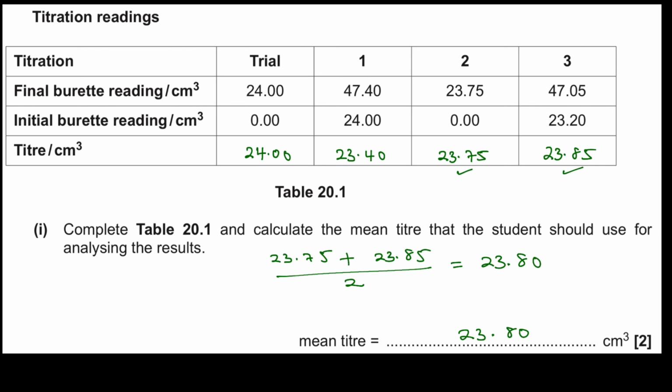The reason why I've chosen these two values is because they're closer together, and we have to use something called a concordant titer, and the concordant titer has to be within plus or minus 0.10 cm3 of each other. So you can see that the difference between this one is very close in that range compared to the difference between this and that, and the difference between this and that, and even that. So these are the two concordant titers that we're going to use, and that's why we've used them here.